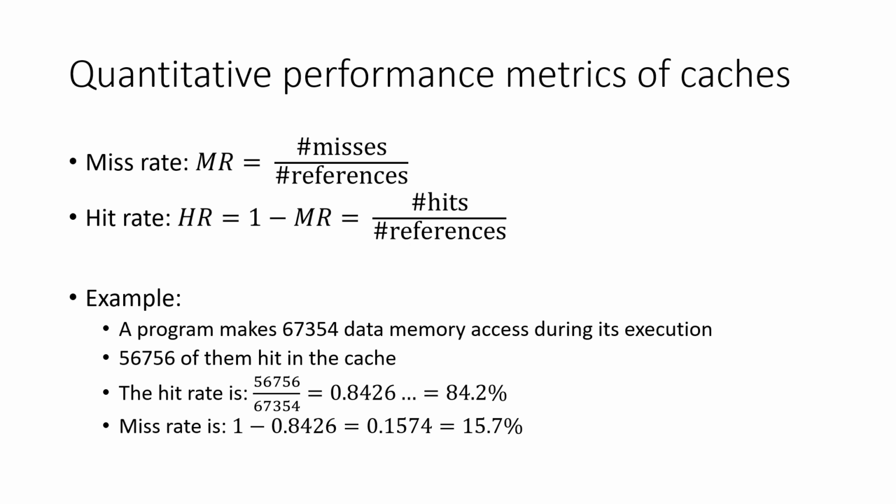Here's a simple example. Assume that a program makes 67,354 data accesses during its execution. 56,756 of them hit in the cache. The hit rate is then 56,756 over 67,354, which is about 84.2%. Conversely, the miss rate is 1 minus 0.84, or 100 minus 84.2, which is 15.7%.